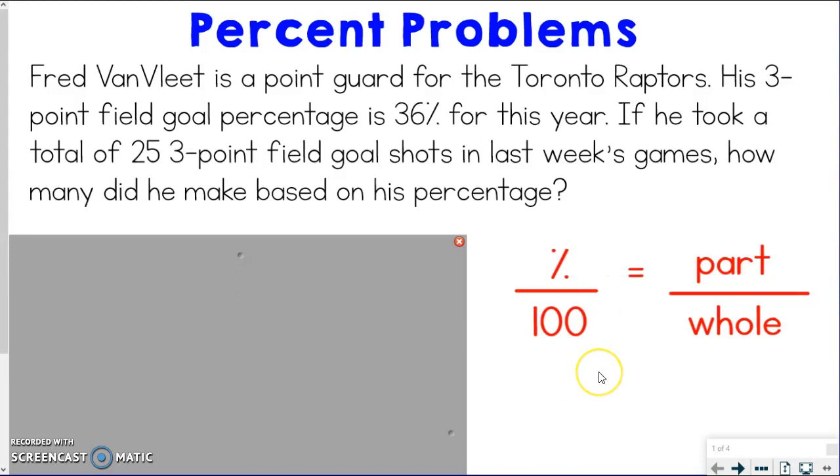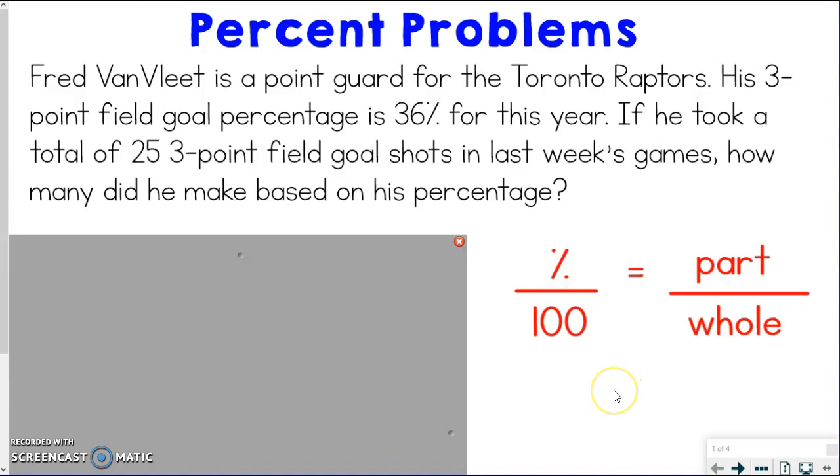So remember, one of the basic parts that we want to keep coming back to is our proportion here, where we've got percent over 100 equals part over whole. We use the part over whole one when we're talking about a real world problem. We'll talk about the other proportion when we get to those percent phrases.